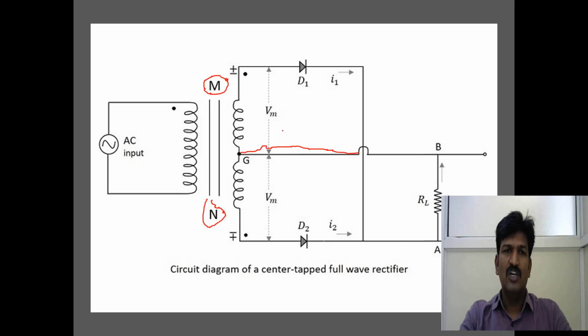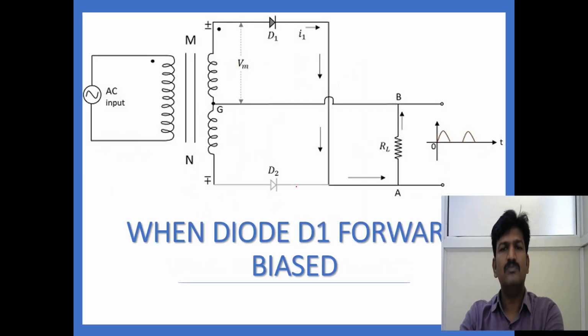The voltage induced across the first part of the secondary winding is Vm. The second part of the secondary winding also induces the same amount of voltage, but with different polarities. Then we'll move on to how these diodes conduct.